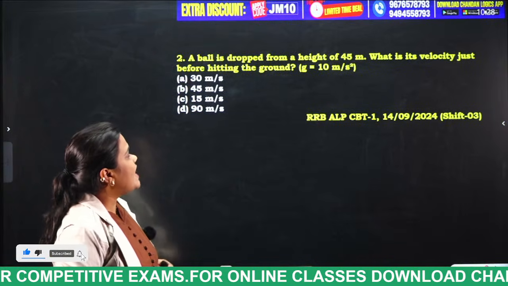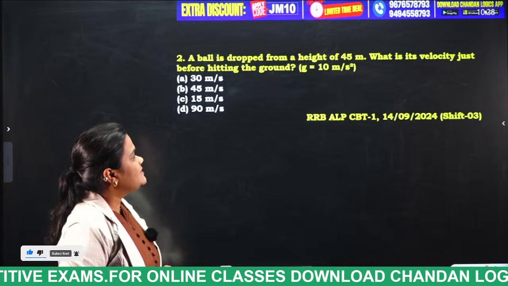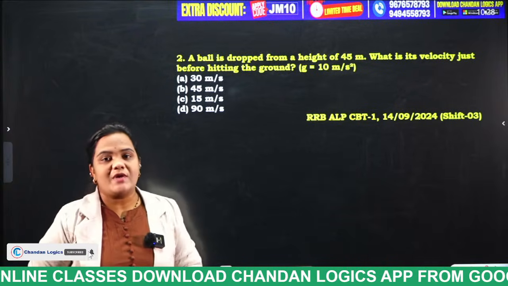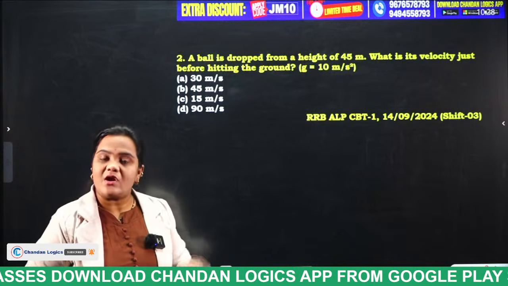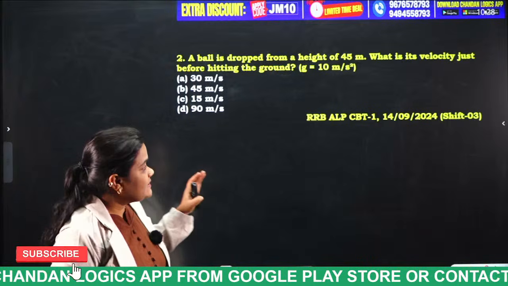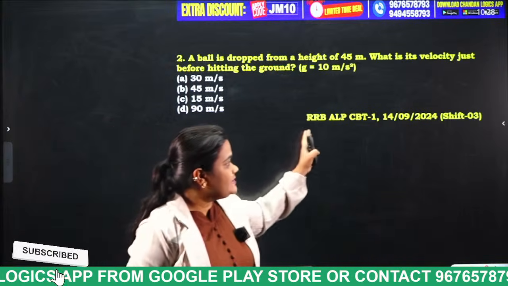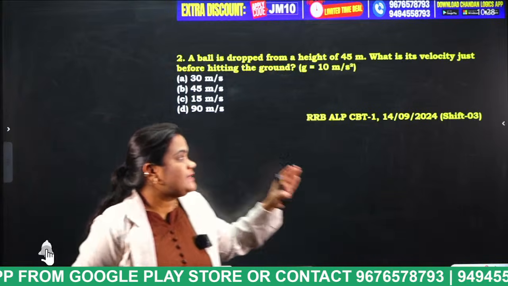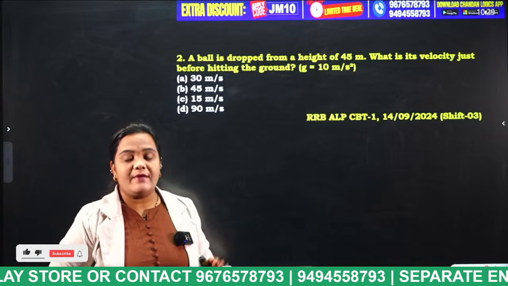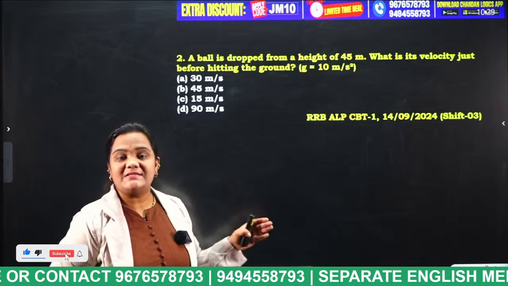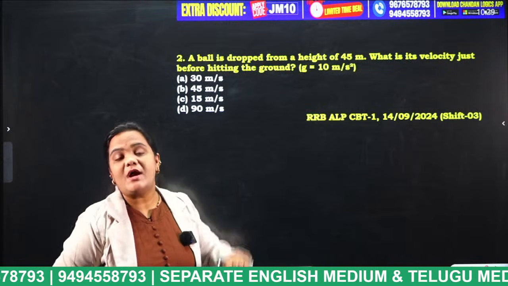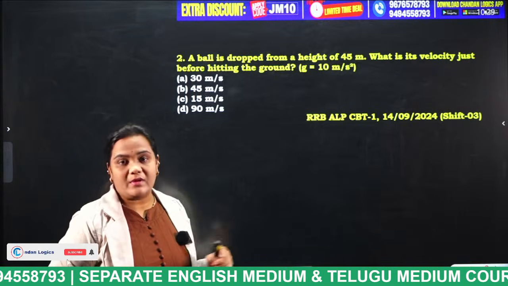A ball is dropped from a height of 45 meters. What is its velocity just before hitting the ground? These types of questions are also in the previous year's MCQs. It was repeated in RRB ALP CBT 1, 2024 September 14, shift 3. This is a very important model for RRB Group D General Science. In each and every set you are going to see this type of MCQ.